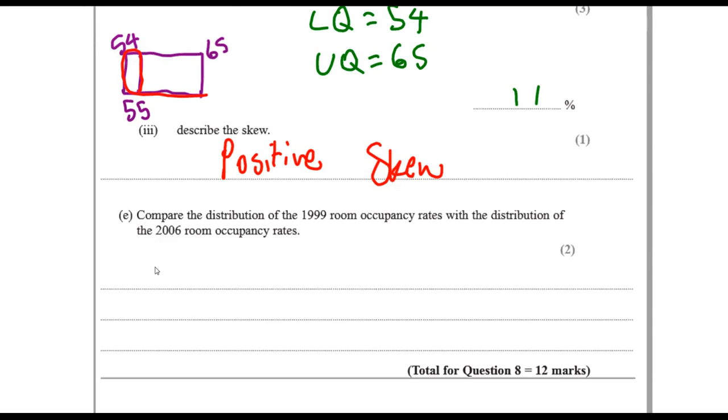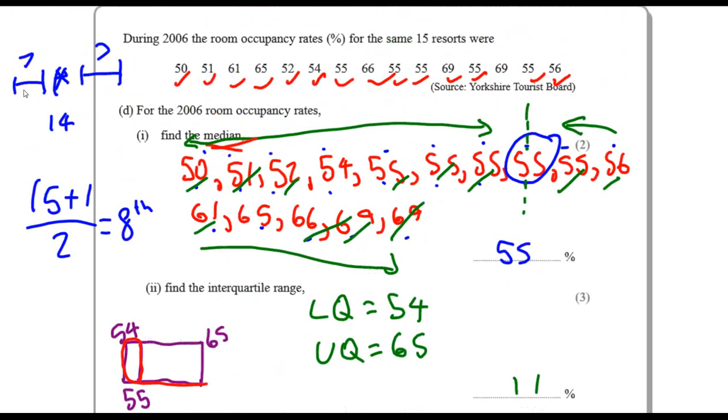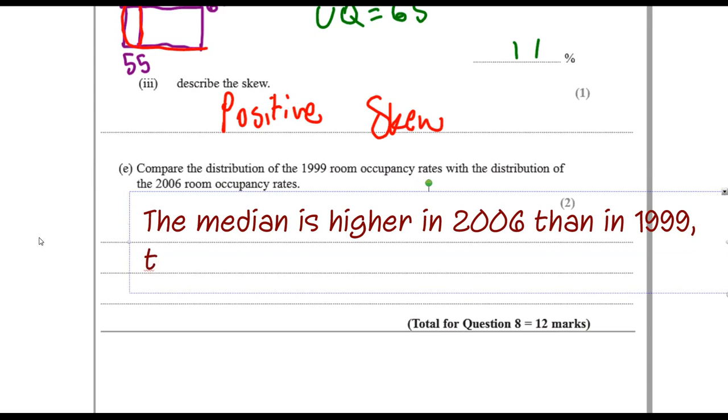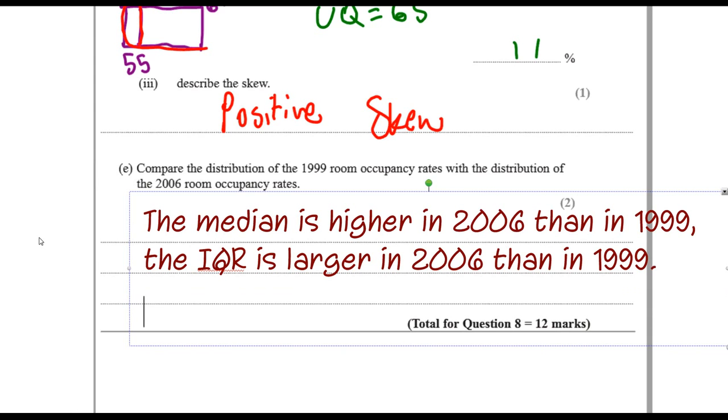So the median is higher in 2006 than in 1999. The interquartile range is larger in 2006 than in 1999. And we can also talk about skew as well if we want. The skew was symmetric.